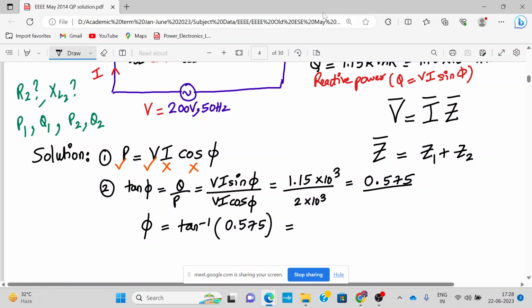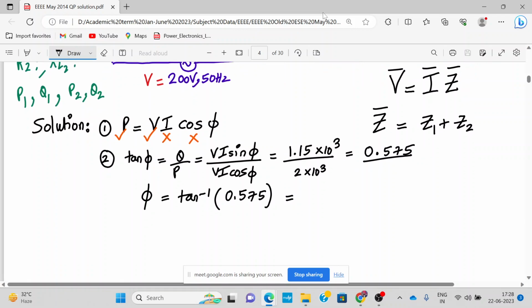We have to be a little quick because we have to solve it in time. Phi is tan inverse of 0.575. How much is the answer of phi? Is it 29.89? Yeah, that is correct. Now, in this equation, we'll come back to this now.